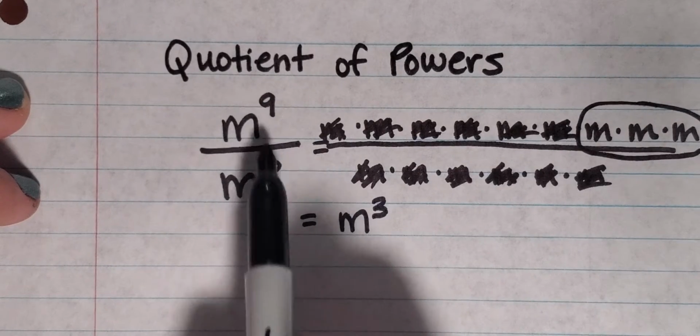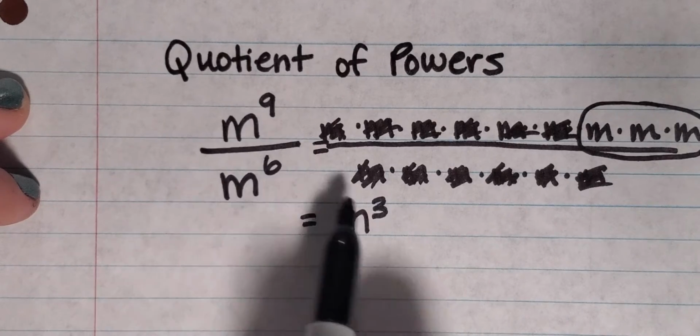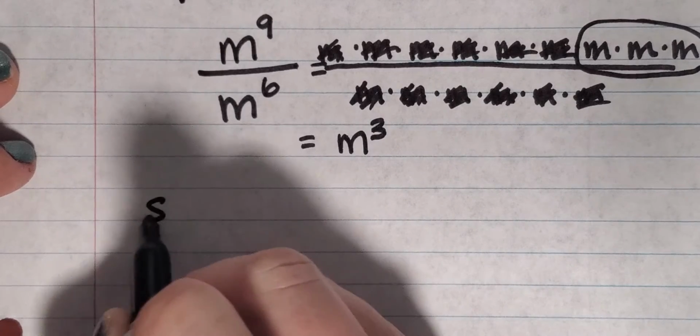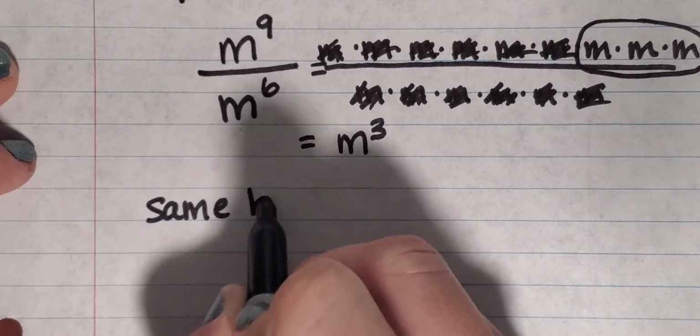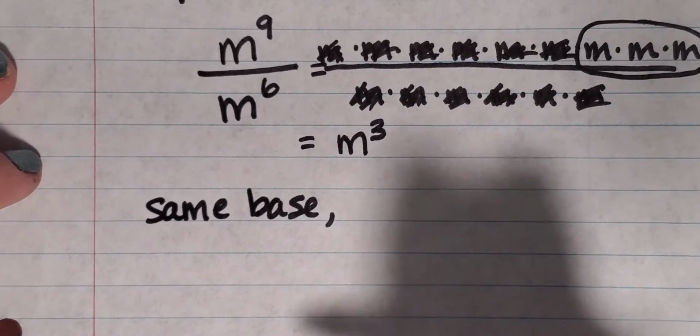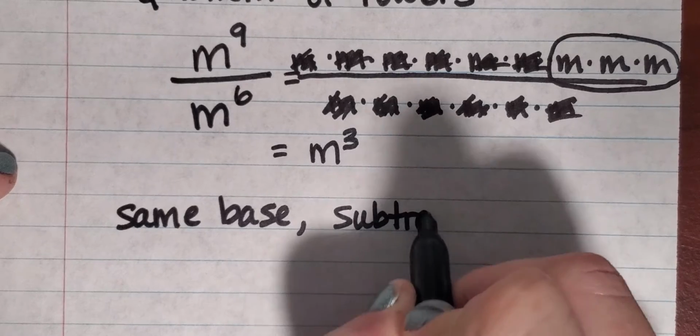So when I look at my exponents, I can see how the 9, the 6, and the 3 are related. So I can make a shortcut that if I know that they have the same base, again, that's crucial, they have to have the same base, then I can subtract my exponents.